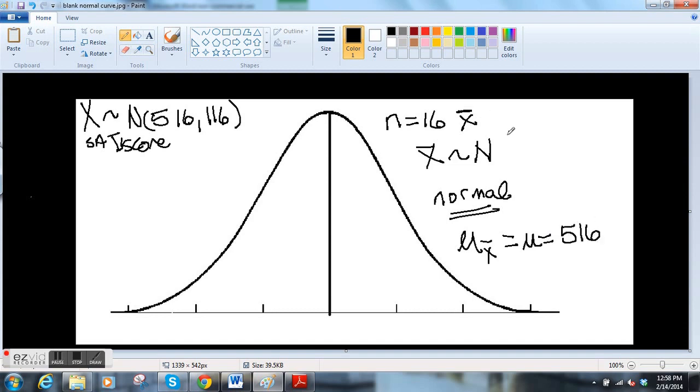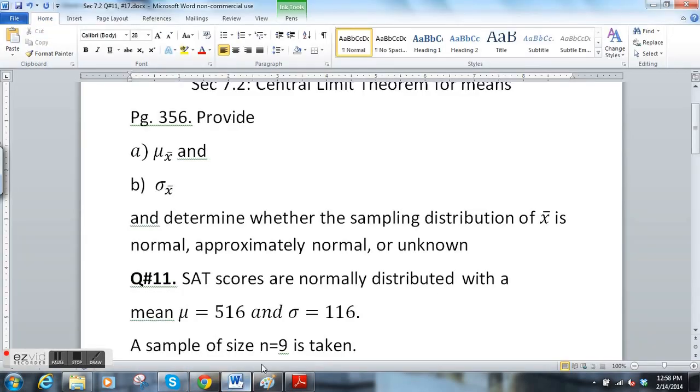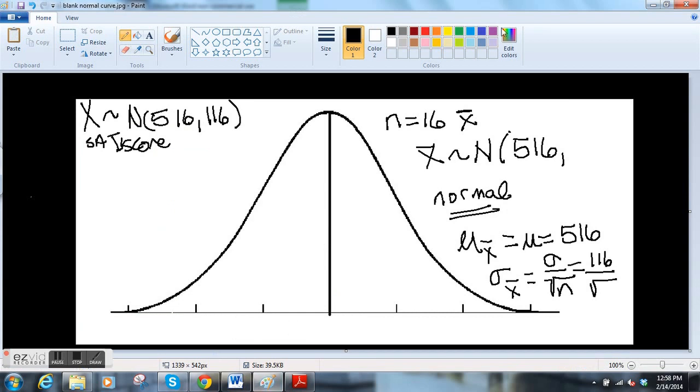So we'll say X bar is normally distributed with a mean of 516 and a standard deviation, sigma X bar, is equal to the standard deviation of the population divided by the square root of n. So this is 116 divided by the square root of, I think I wrote 16. I think it's actually 9. Terrible. Square root of 9. So this is not an even number. This is a horrifyingly not even number. I believe it's 38 point something.